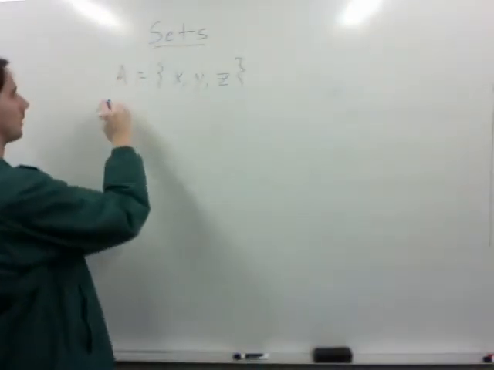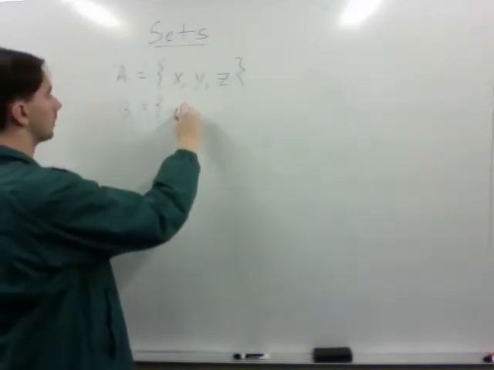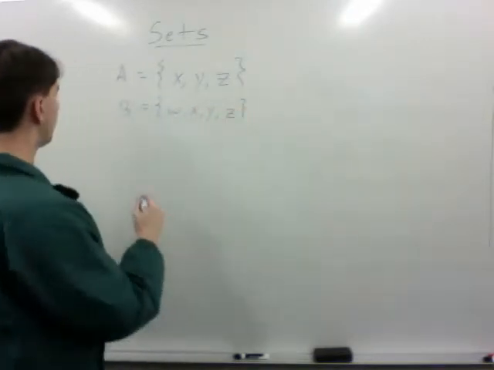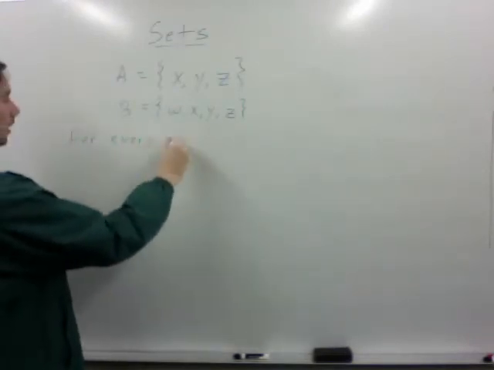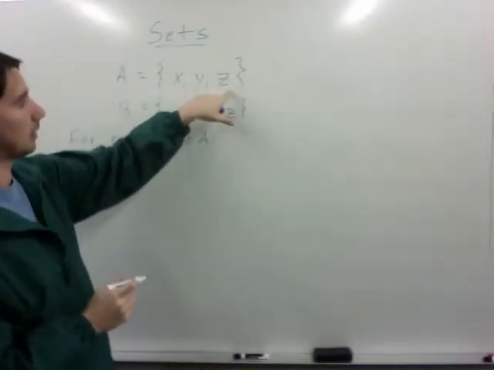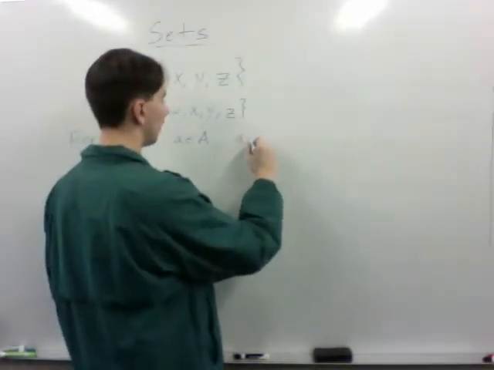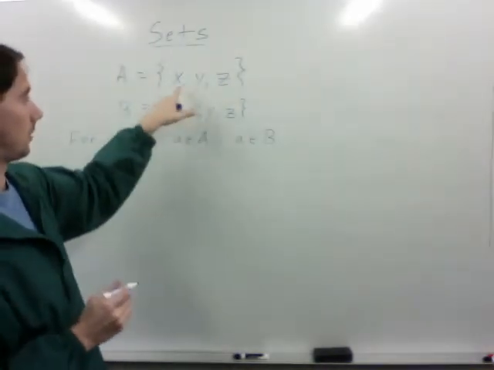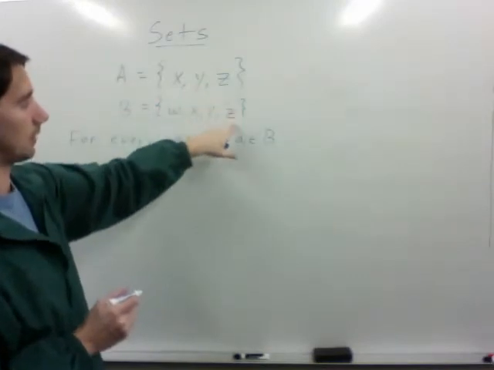So let's keep A as it was. A is the set X, Y, Z, and say B is the set W, X, Y, Z. Then for every a belonging to A, where a is a symbol that represents either X, Y, or Z, a is also an element of B. In other words, X is in A, so X is in B. Y is in A, so Y is in B. Z is in A, so Z is in B.